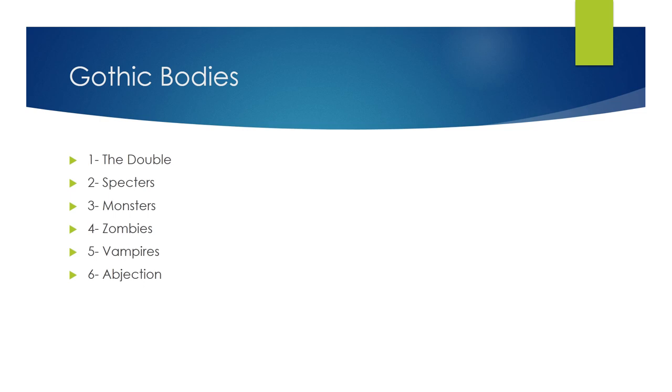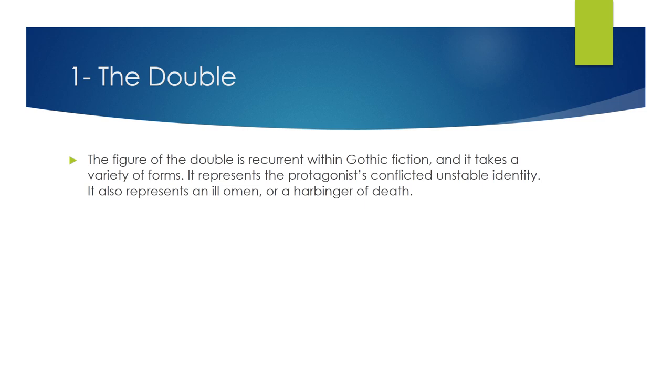Let's move on to number one, the double. The figure of the double is recurrent within Gothic fiction, and it takes a variety of forms. It represents the protagonist's conflicted, unstable identity. It also represents an ill omen or a harbinger of death. According to Freud, this double represents the early childhood experience of fear, those traumas and complexes which are buried deep down in the unconscious, in the mind. That's why sometimes they appear as a double who always threatens our existence, our identity.